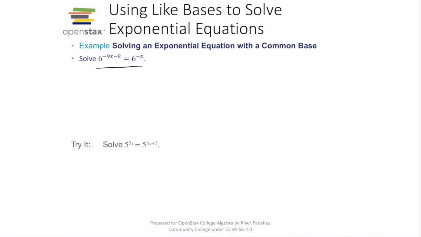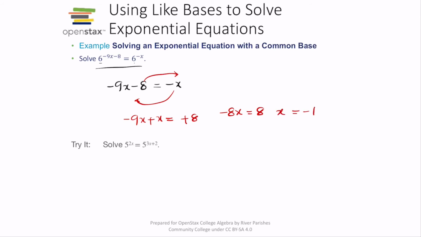So here we have 6 to the power of negative 9x minus 8 is equal to 6 to the power of negative x. If the bases are the same, the exponents must be the same, so we can equate the exponents. Minus 9x minus 8 becomes minus x. So solve for x: push this x to this side and 8 to the other side. So minus 9x plus x becomes plus 8. Minus 8x equals 8, so x becomes negative 1. This is the value of x.